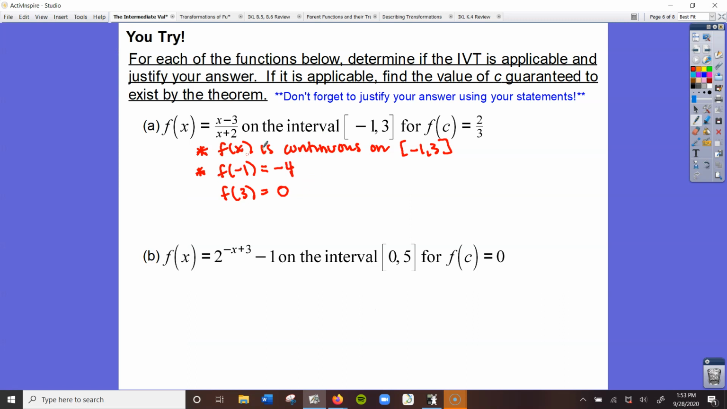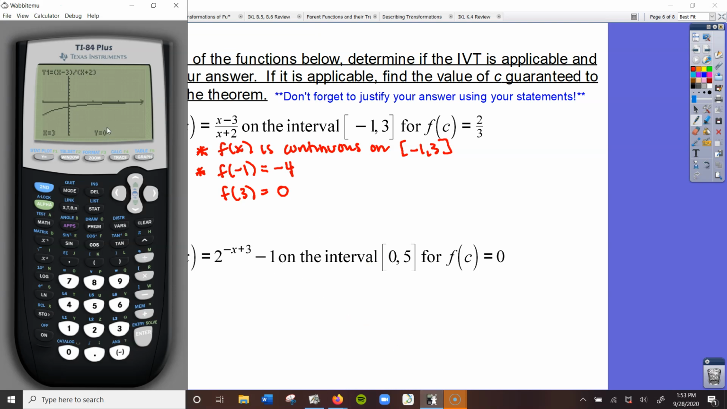Now, if I can continue, I would, but I see that f of c is equal to 2 over 3, and 2 over 3 is greater than 0. So it is not between this interval because f of -1 is a -4. And if you look at the graph, you can see that it never goes above the x-axis at this point, so it's not going to be a positive 2 over 3.